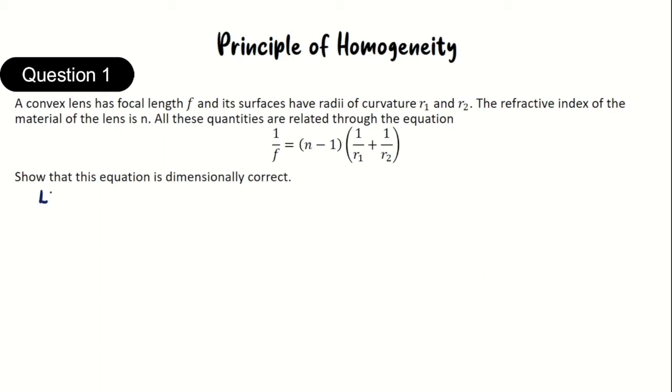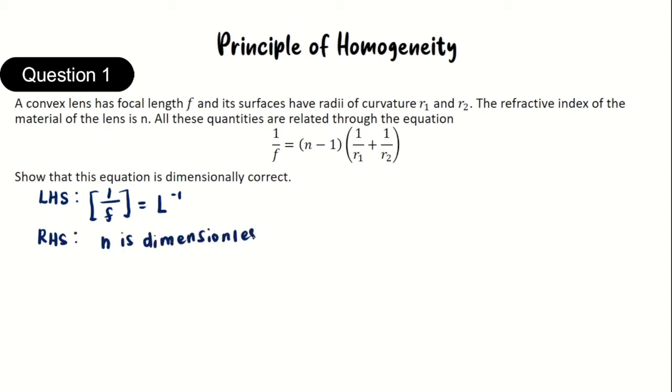Let's start with the left hand side, where we have 1 over focal length. Don't forget to write it in a bracket, since that is the method to denote the dimension of a physical quantity. Focal length is a length, so it can be expressed as capital letter R, that is the dimension for length. So the dimension of 1 over f will equal R to the power of negative 1. Don't forget, n is dimensionless.